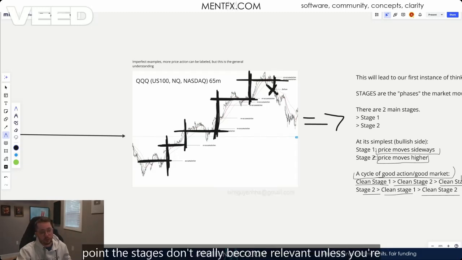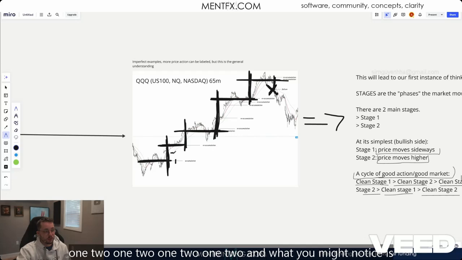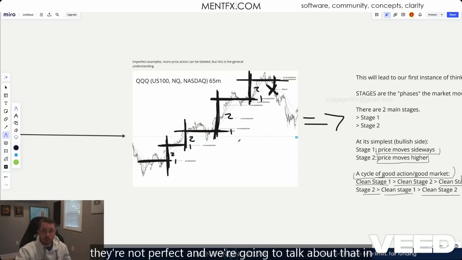And at that point, the stages don't really become relevant unless you're starting to look at them on the bearish side. But right now, this is a very basic diagram of stages explained. 1, 2, 1, 2, 1, 2, 1, 2. And what you might notice is they're not perfect, and we're going to talk about that in a second. We're going to get into a deeper version of that.